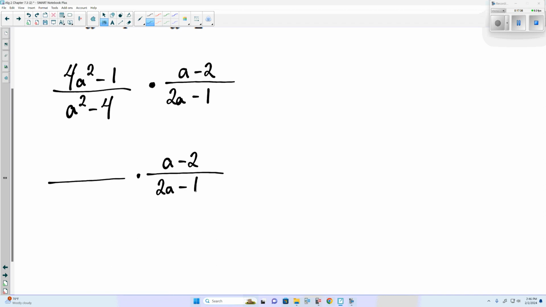But we will need to factor our 4a squared minus 1 and a squared minus 4. Which one of those do we want to factor first? A squared minus 4, because it is a difference of perfect squares. So what would it factor to? A plus 2 and a minus 2, because that's just our formula for difference of perfect squares. How about our 4a squared minus 1?